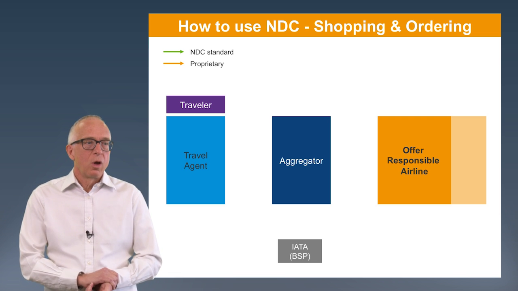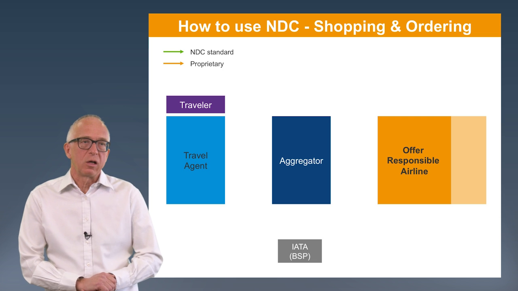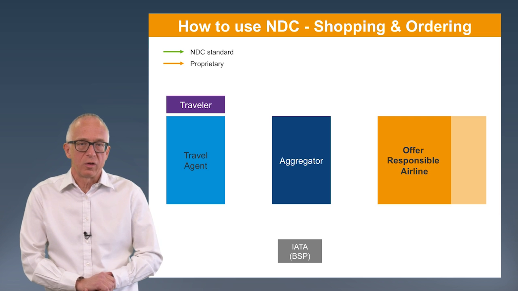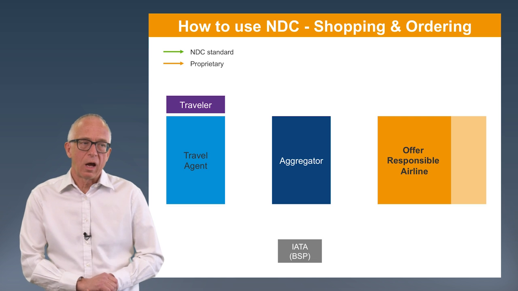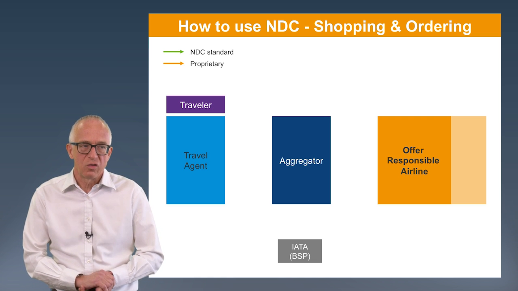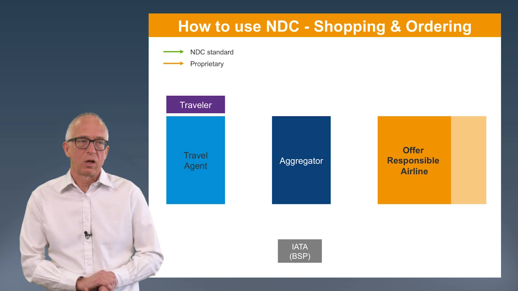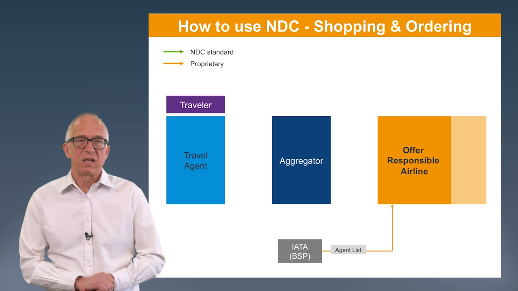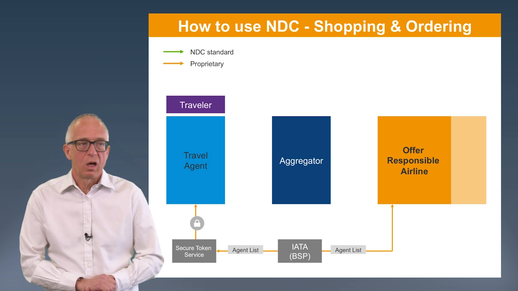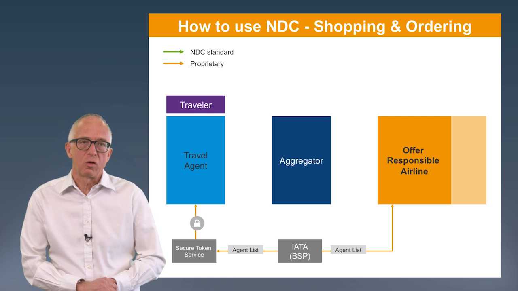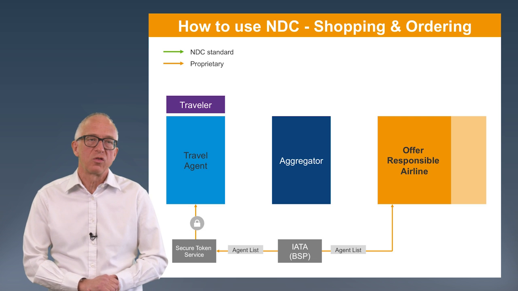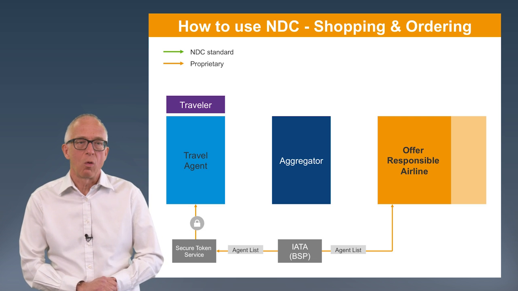Well, first of all, we need to have a way of defining which are the relevant agents, and in particular their trustworthiness in taking cash transactions on behalf of travellers. And IATA, through its billing and settlement plans, establishes these particular agents and provides their identities to different airlines. And in the future, IATA will be providing secure tokens which can be provided on transactions between travel agents and airlines to verify their authenticity.